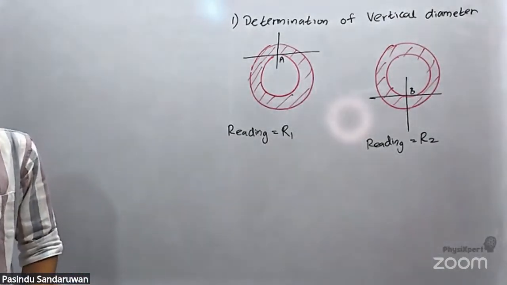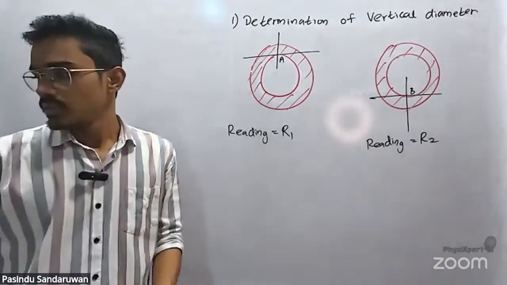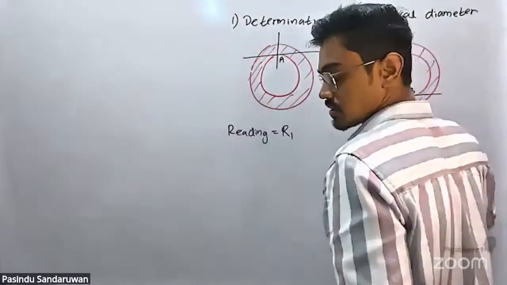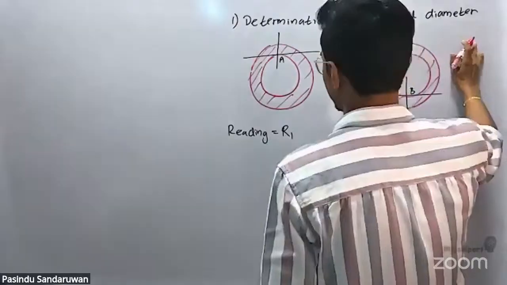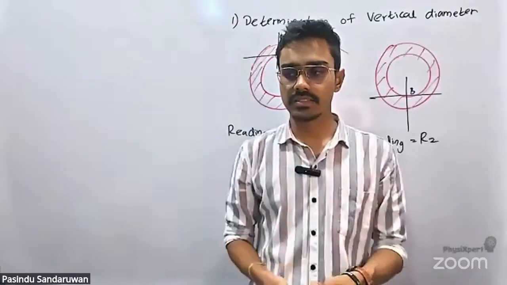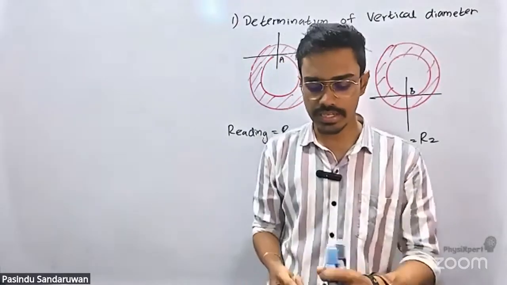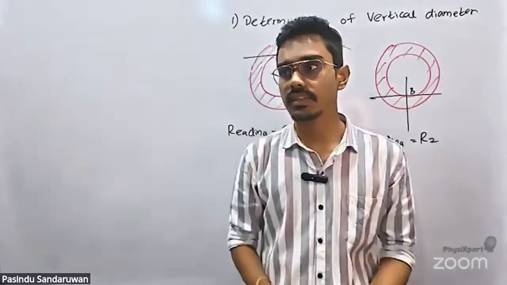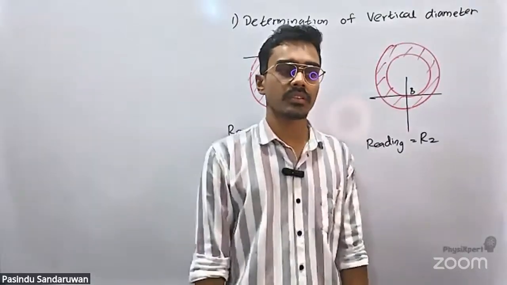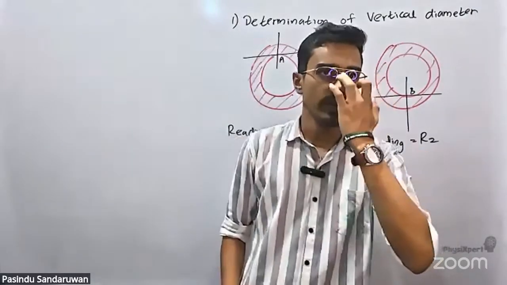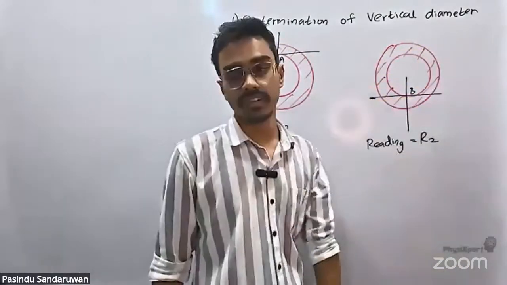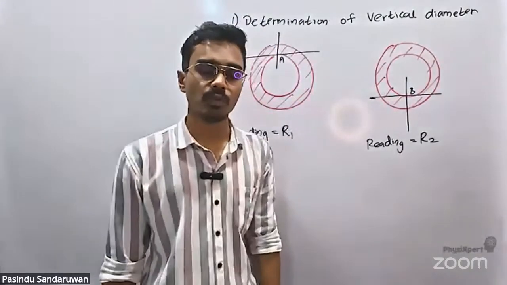Somewhere around the diagram, this side or that side, as you have space, write down: use vertical vernier scale when microscope moves vertically.